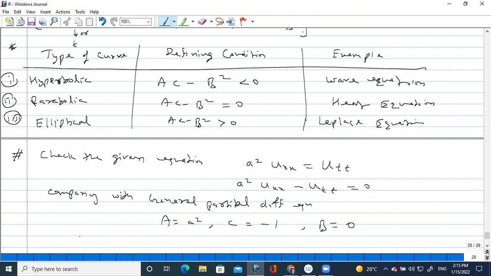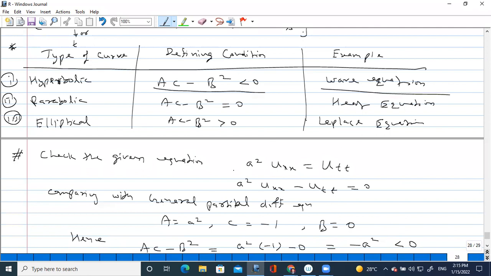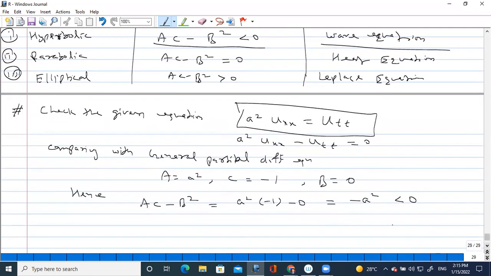So hence ac minus b square is equal to a square into minus 1 minus 0, means it is minus of a square. So minus of a square means it is less than 0. So less than 0, which condition is it following? It is a wave equation, and we have used it, so we know it very well. Okay, so it means our test is okay. So the given equation is the wave equation.